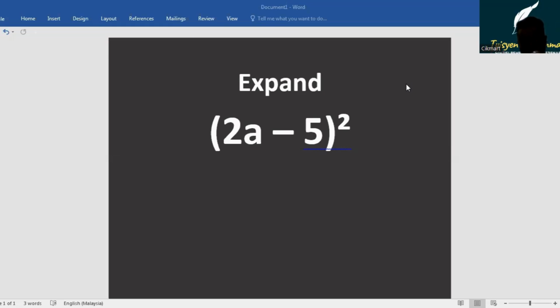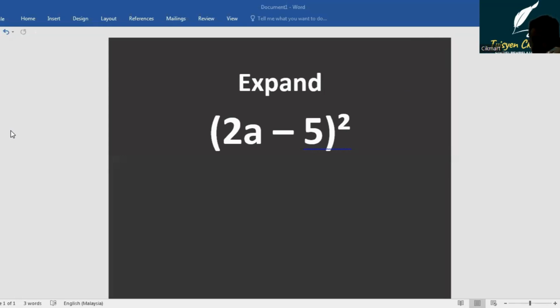How are you? Welcome back to Cikgu Ahmad, and today we are going to still learn on the expansion of algebra, but this time is a different shape of the expression, but not that difficult. You see, the question here is (2a - 5) squared. All are in brackets, square, power of 2. How to do this?